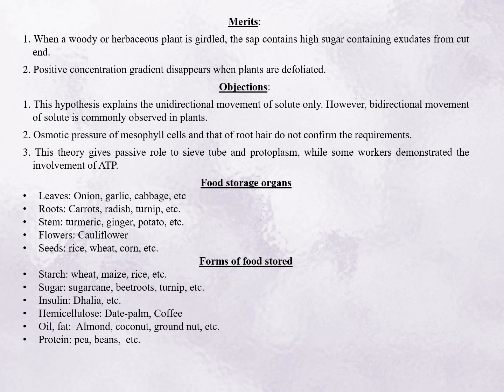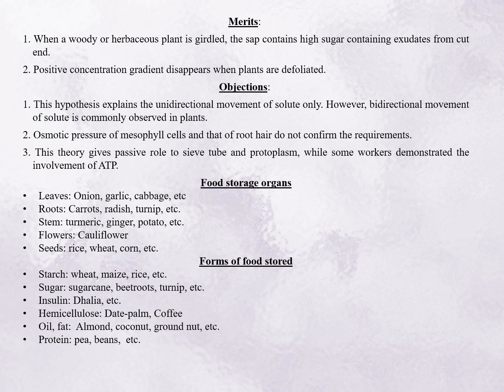The osmotic pressure of mesophyll cells is not explained or included in this bulk flow hypothesis. And this theory gives a passive role to the sieve tube protoplasm, but not an active part. So we say that the bulk flow happens without using ATP molecules. But there is also evidence that translocation can happen through active transportation too. So that part was not explained in this mechanism.